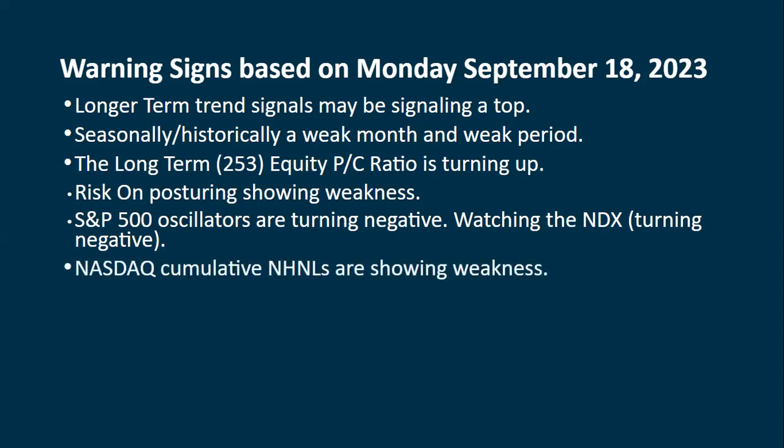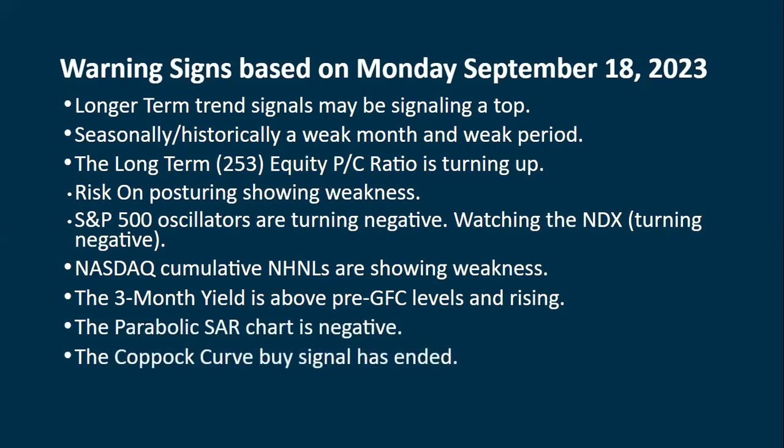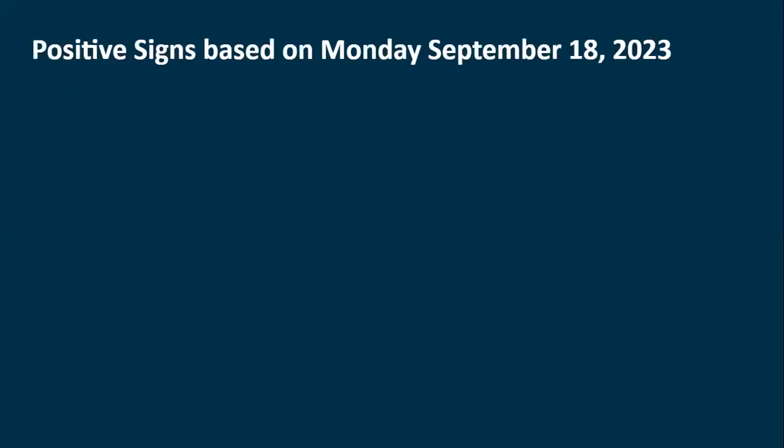The cumulative new highs, new lows for the NASDAQ are still showing weakness. The 3-month yield is still above where it was back in 2007. We're waiting to see if that's going to turn and come down. The parabolic SAR chart is negative. The Coppock curve buy signal has now gone away. And then we're dealing with earnings season.